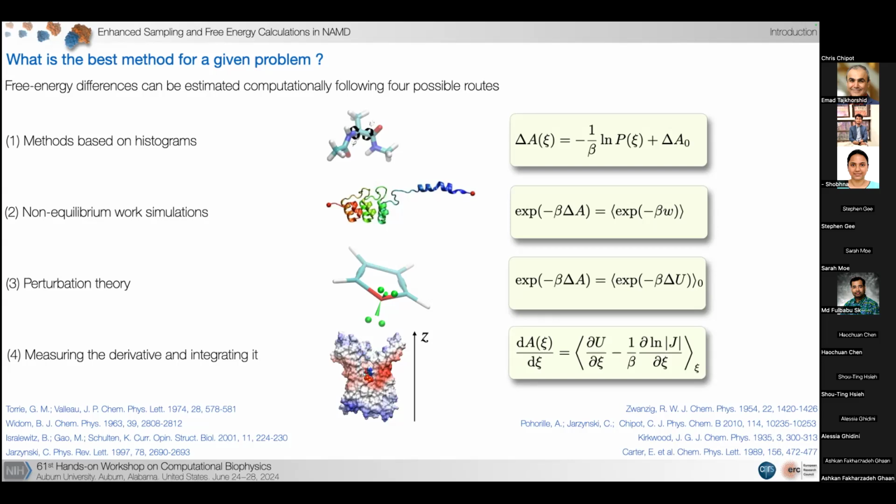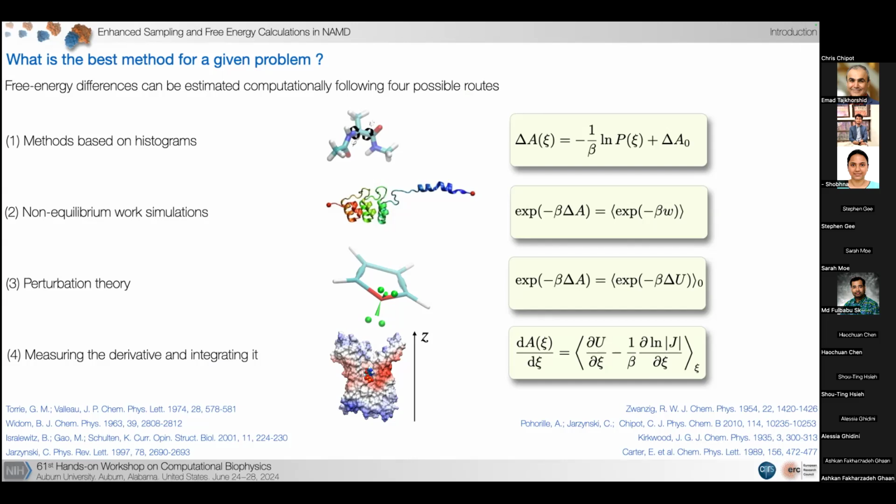Then you have non-equilibrium work simulations. We heard about that yesterday. That's like pulling, and then you get a work. But through this identity called the Jarzynski identity, put forth in 1997 by Chris Jarzynski, if you do this kind of operation, these realizations, many times, and there's a caveat here, you want to be in a near-equilibrium regime, then you can recover the free energy.